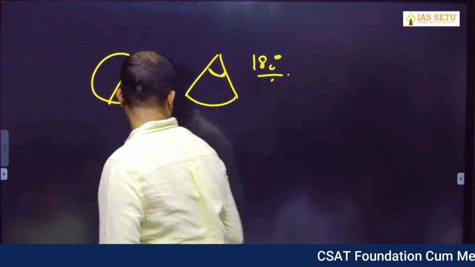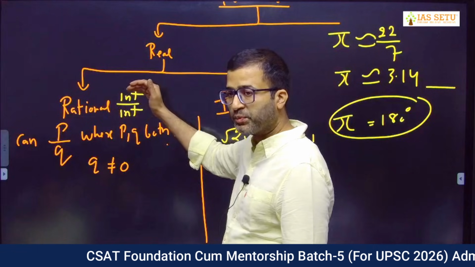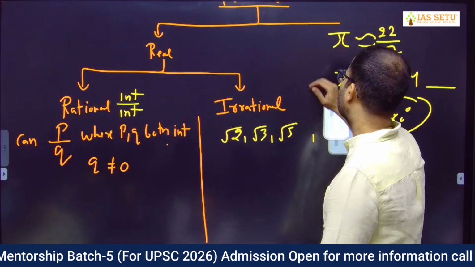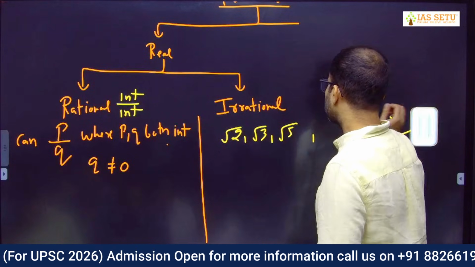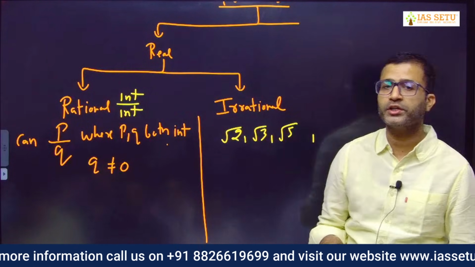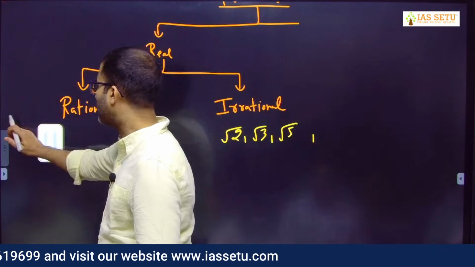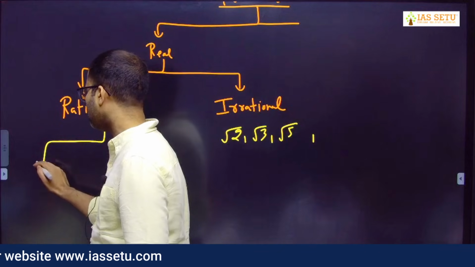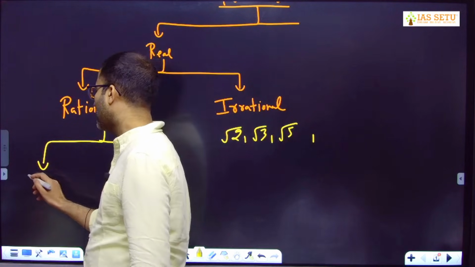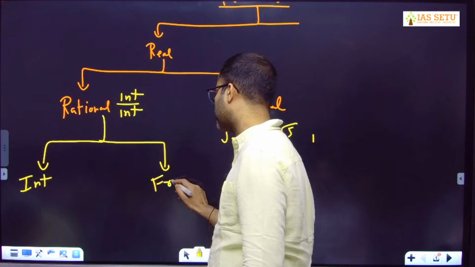Now come to the topic. Rational numbers are those expressed in the form of integer upon integer, and irrational numbers are those which we can't express in the form of integer upon integer. Maybe the numerator is a non-integer, the denominator is a non-integer, or both are non-integers. Pi is also an irrational number. Now the next part. Further, we divide rational numbers in two parts. Here we have integers and here we have fractions.